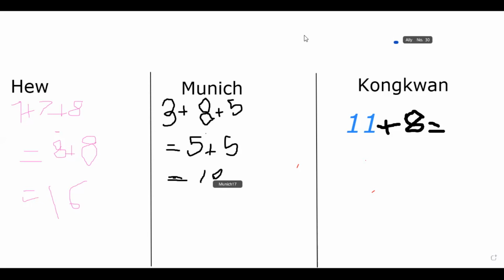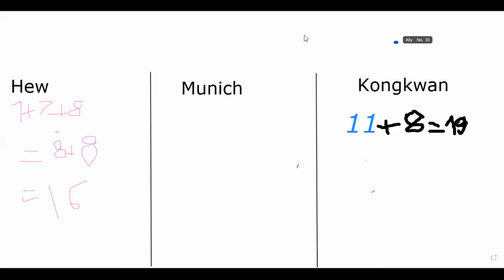Monique, 5 plus 5. Where did you get 5? You have there 3, you have there 3 plus 8 plus 5. How did you get 5? You have to combine something, Monique.